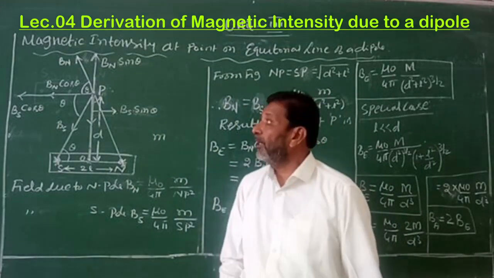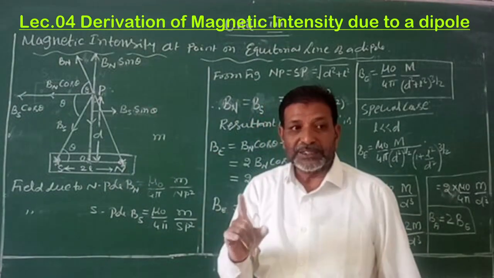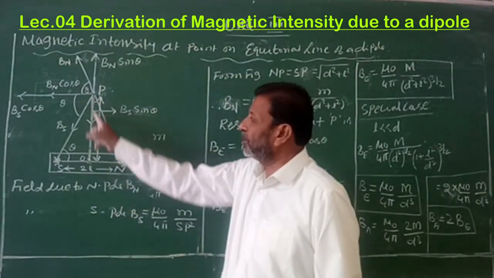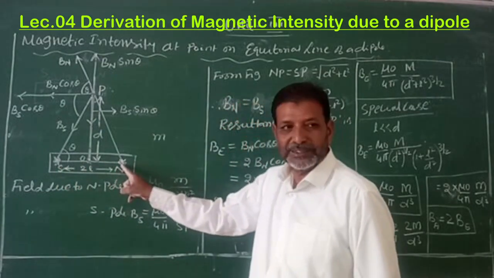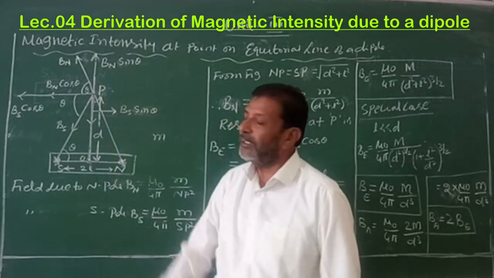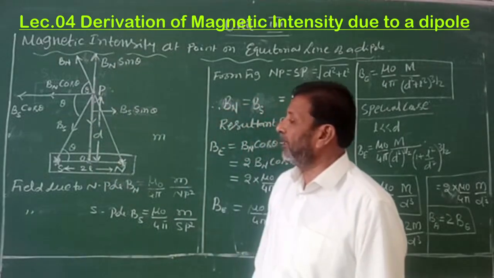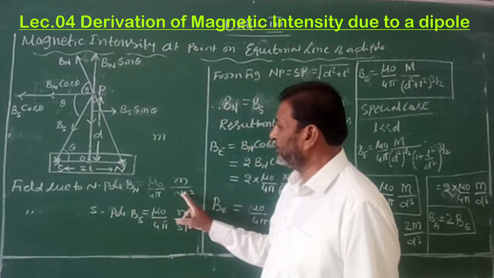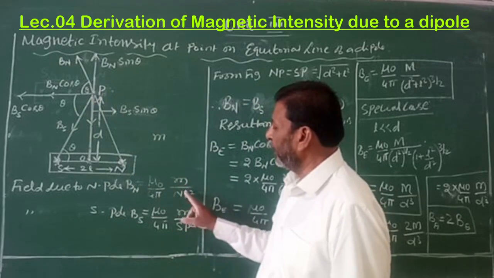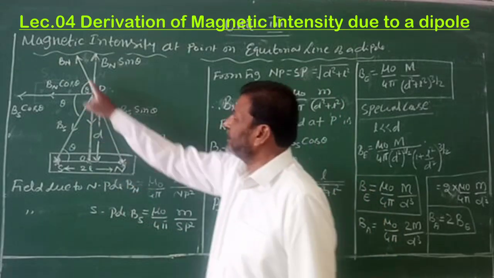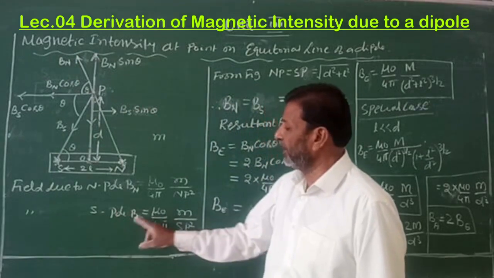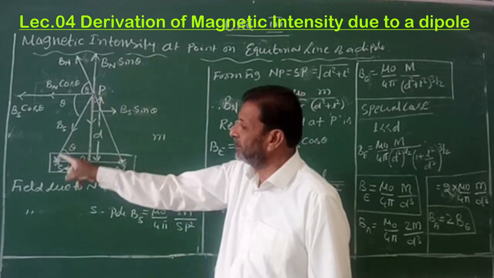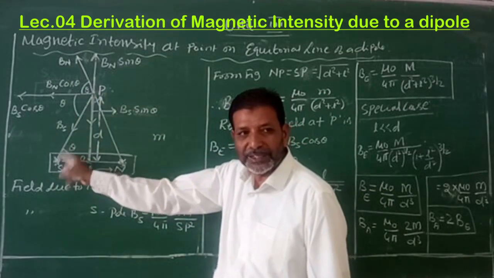And once again, you see here, the first thing is what we call the equatorial line. That means the equatorial line is the line passing through the center, perpendicular to its length, isn't it? Now this line is known as the equatorial line. And here the field due to the north pole at this point has a value equal to mu naught by 4 pi, m by the square of the distance, that is N P square. Its direction is like this. And the field due to the south pole is mu naught by 4 pi, m divided by S P square. Since this is the south pole, the direction of its field is like this.